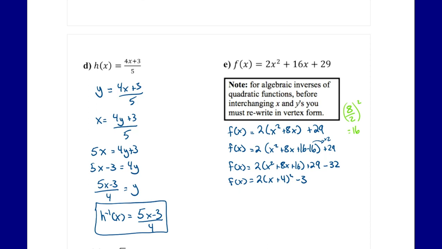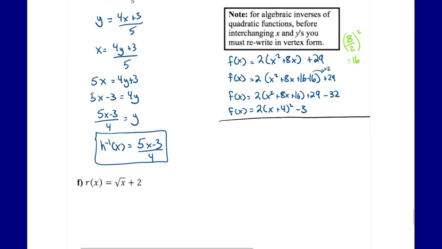Now that I have my quadratic in vertex form, I can go through and go through the whole steps. So replace it with y. So y equals 2(x plus 4) squared minus 3. Replace the x and the y, so switch them. So x equals 2(y plus 4) squared minus 3. Now we want to solve for y.